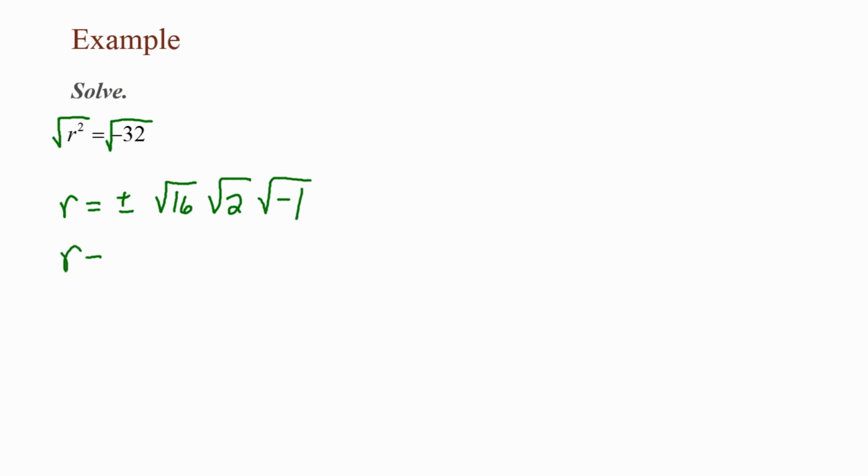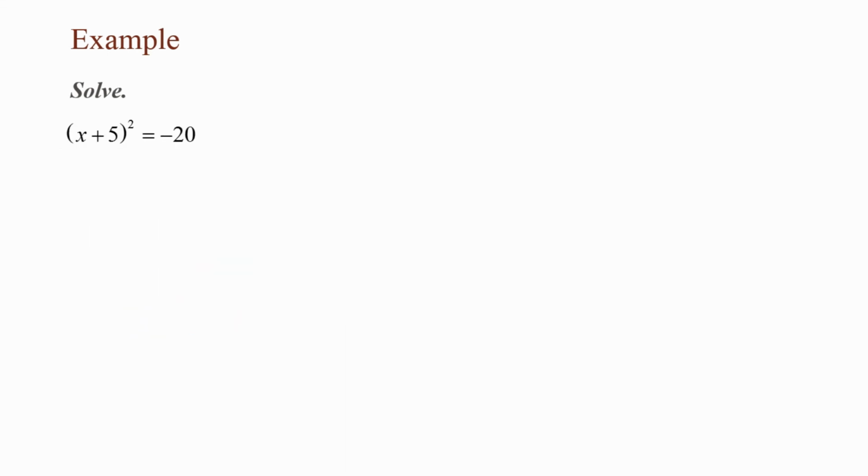So bring down r equals plus or minus. The square root of 16 is 4. Square root of 2 we don't know, and the square root of negative 1 is i. You need to write the i between the 4 and the square root of 2, since i is no longer under the radical. Anything that is no longer under the radical goes in front. So my two answers are 4i square root of 2, or negative 4i square root of 2.